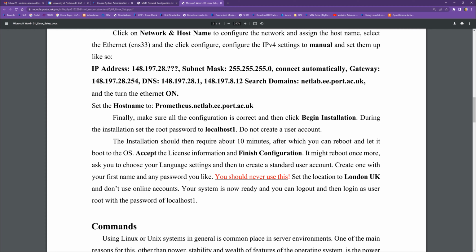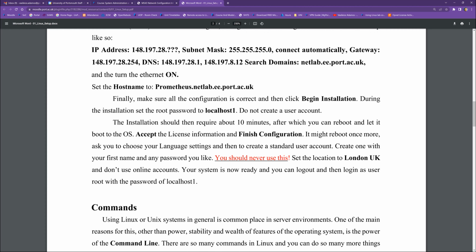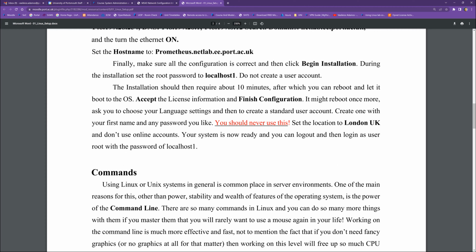You complete the installation. It should take about 10 minutes or maybe less now with NVMEs. Accept license configurations, finish the configuration, do everything that you need to do, and then you can basically reboot and log in. So you can create a username and a password. You should never use it because, as we said, we should always log in as user root. Set the location to London, UK, and don't use online account and so on.